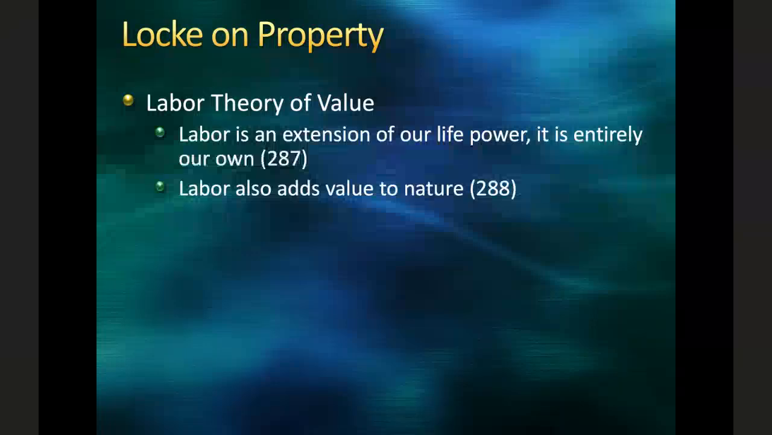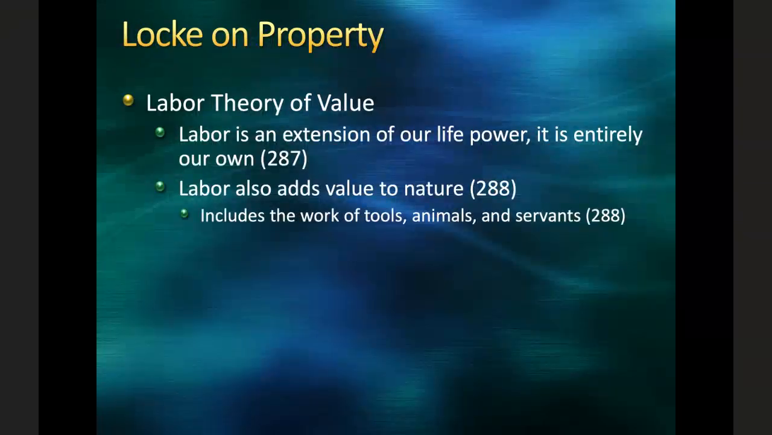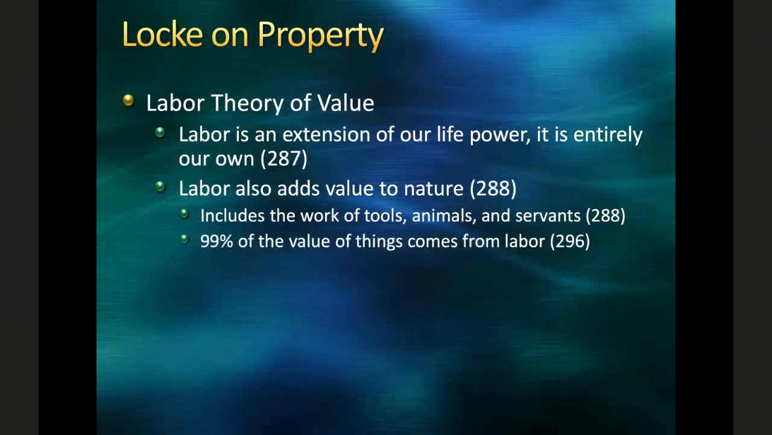We are transforming something, and because we are putting part of our life, literally part of our lifetime and life force into that thing, that with which we mixed our labor becomes our property. And for Locke, this includes the work of tools, animals, and servants. So if you hammer something or if you use a tool, it's yours. If your animal tilled the soil, it's yours. Or if your servant harvested the apples from the apple tree, they're your apples. And he also argues later in this chapter that about 99% of the value of things comes from the labor added to them, not their raw state.